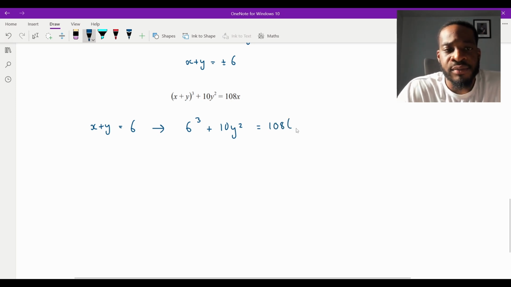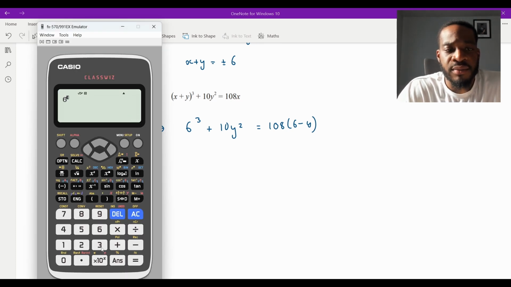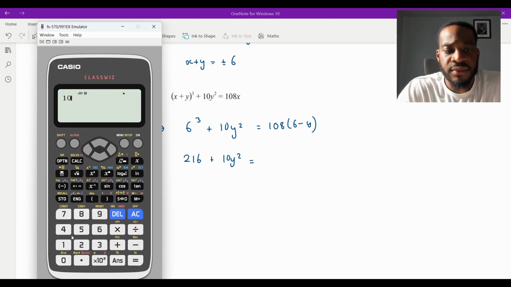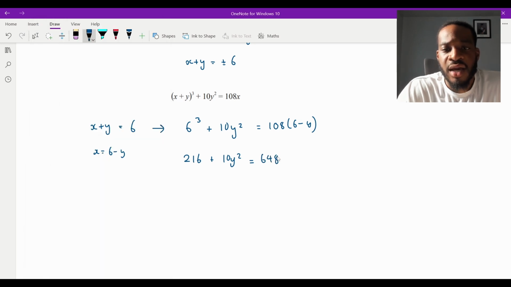And then x would equal 6 minus y, isn't it? So 6 take y over there. And then tidying that up, 6 cubed is 216. So 216 plus 10y squared is going to equal 108 times 6, which is 648. Oh, yeah, of course it is. 648 minus 108y. And now this is a quadratic equation, isn't it?